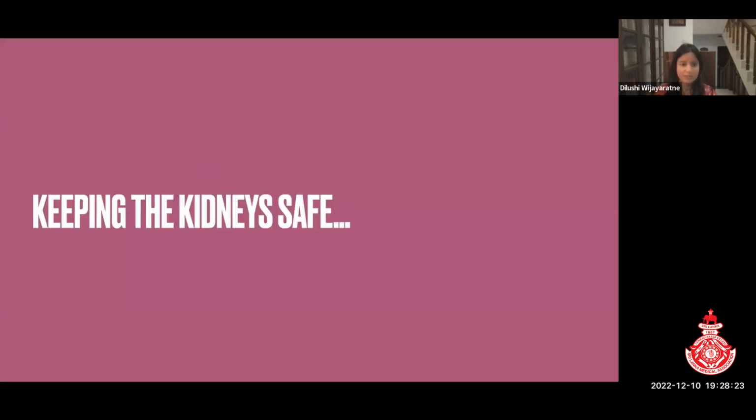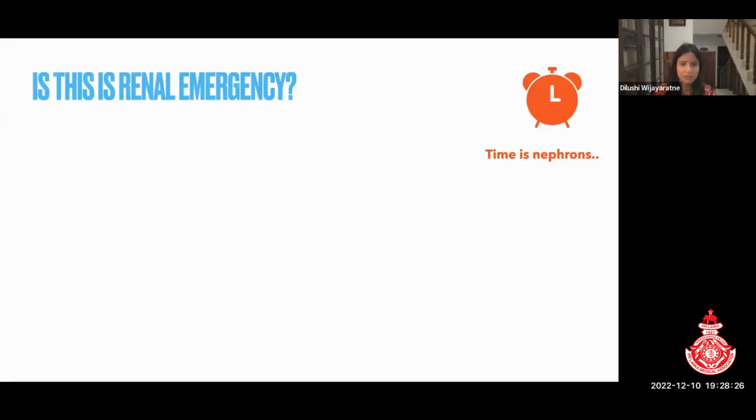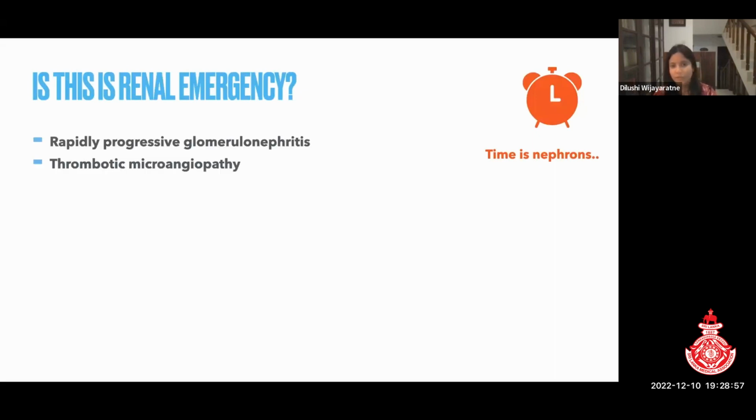So what about keeping the kidneys safe? One question is, is this a renal emergency? So now we were saying there are a lot of causes of AKI, so pre-renal AKI, post-renal AKI. We are worried about all of these. But there are some instances where time is nephrons. That means that you have to be really quick in your management. And if you are delayed, the consequences to the patient are much more severe. And two of these instances are rapidly progressive glomerulonephritis and if there's a thrombotic microangiopathy. So if there's an RPGN, the kidney function can be knocked off irreversibly very, very quickly.